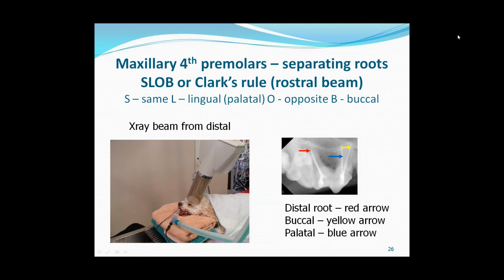But if you think of SLOB as in same lingual, opposite buccal, that's the way the actual roots move.